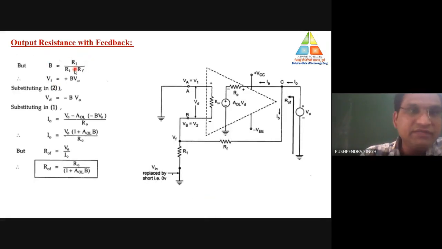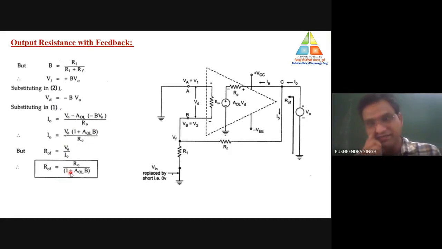We replaced the value of R1 divided by R1 plus RF, which is the equivalent resistance of the circuit, by one parameter B. B is equal to R1 divided by R1 plus RF. Now substitute the value of this B in the feedback element equation. From there the value of VD is minus B into V0. Whenever we substitute the value in equation number 1, this is our final expression.